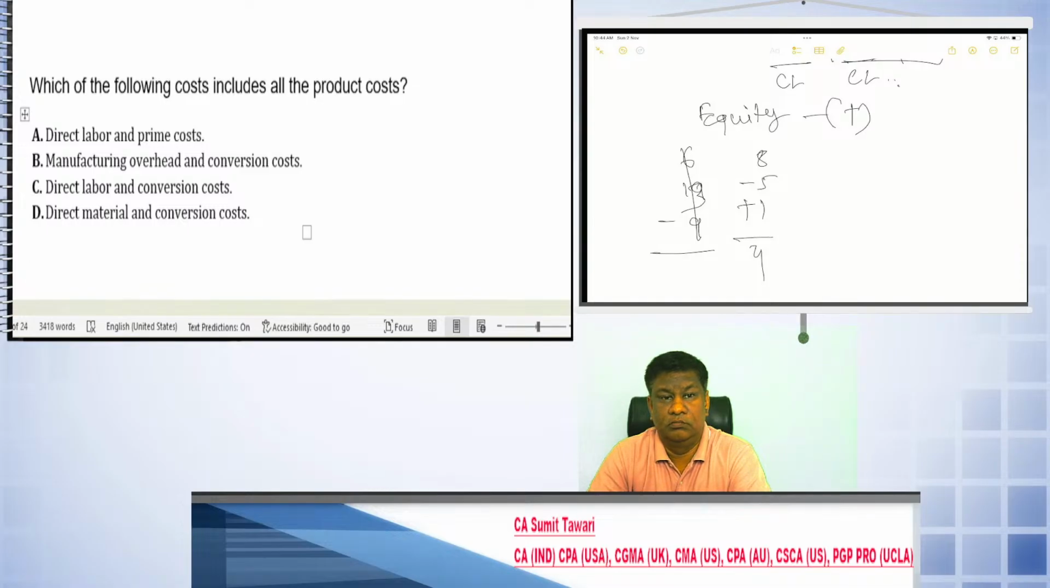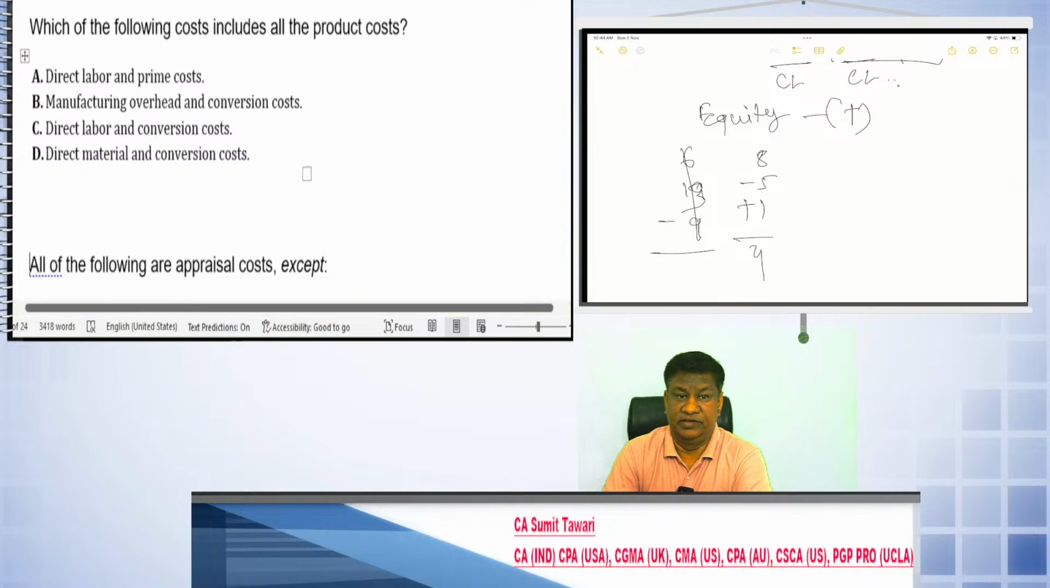D, sir, direct material and conversion cost. Yeah, D is the right answer. Correct.